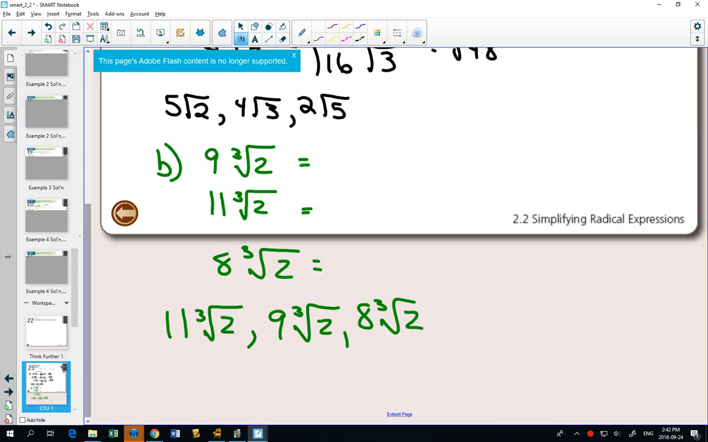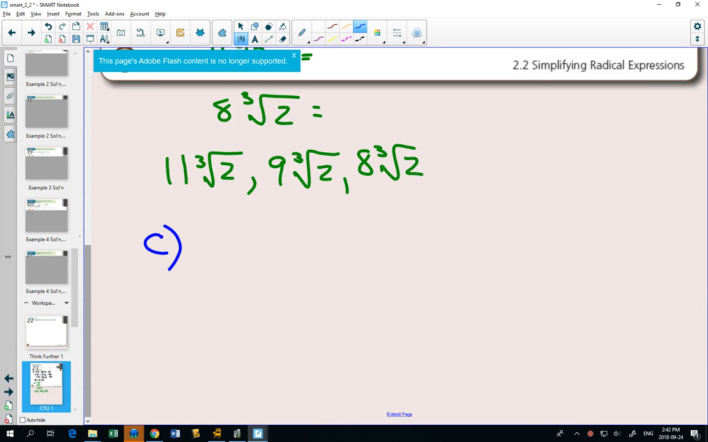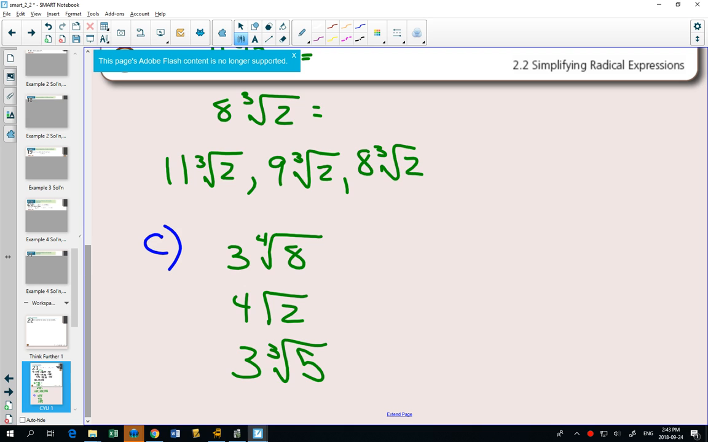I was going to do something with the calculator, but I'll leave that for part C. In part C, we've got 3 fourth root of 8, 4 square root of 2, and 3 cube root of 5. Actually, it doesn't come up in this one. I will show you something in B.